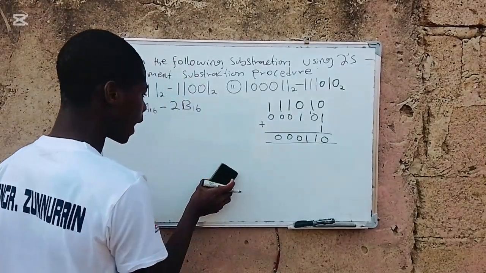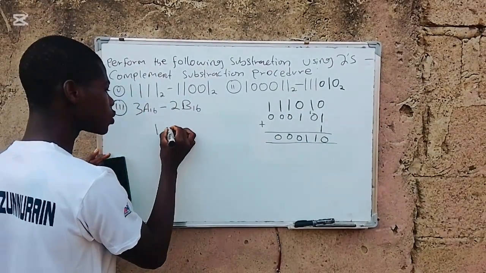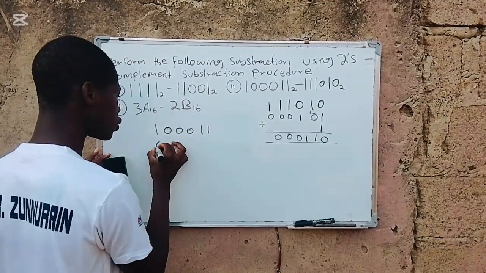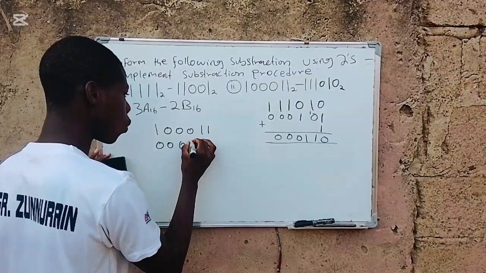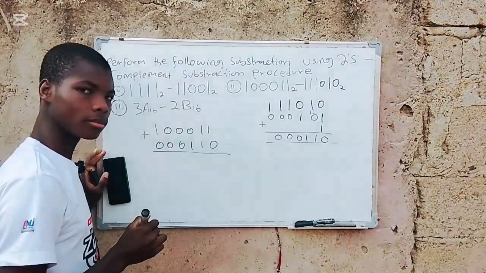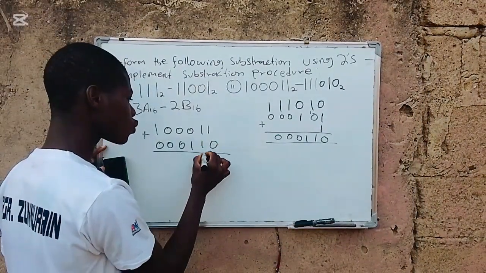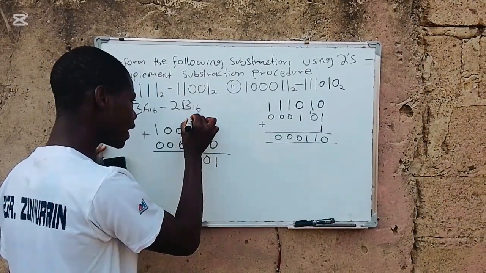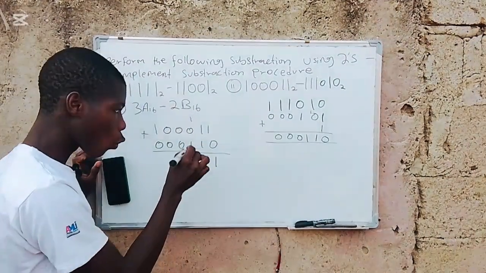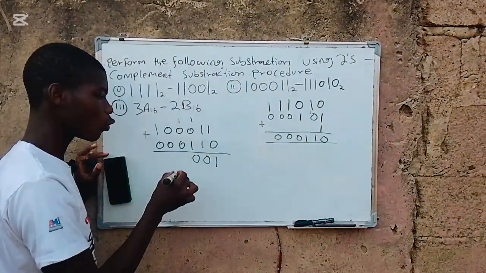So I have to add this by this result. 1, 0, 0, 0, 1, 1. I have to say 0, 0, 0, 1, 1, 0. So I have to add them. If I say 1 plus 0, I will end up with 1. 1 plus 1, 0 with the carry of 1. 0 plus 1 is 1. 1 plus 1, 0 again with the carry of 1.